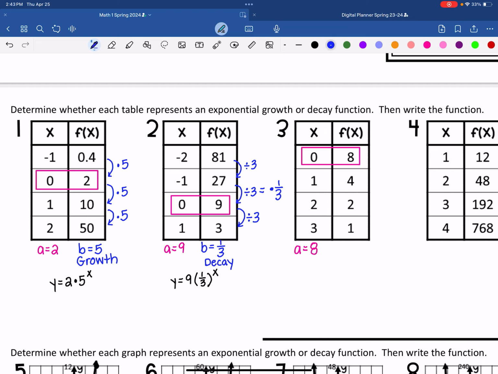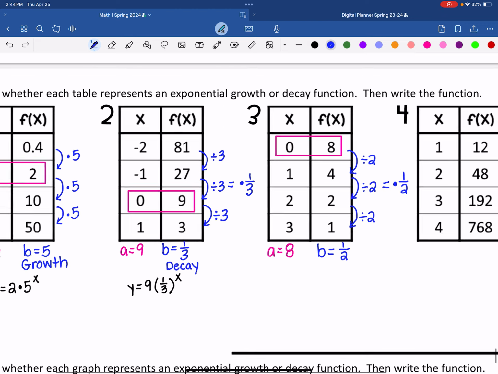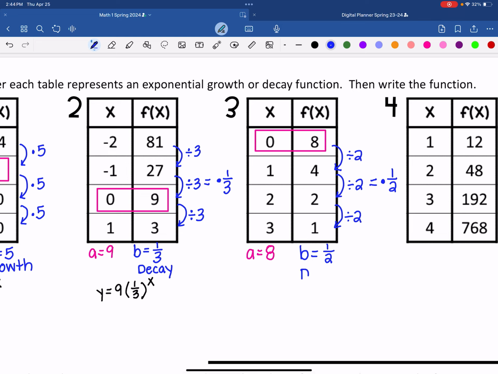So then I'm going to look at what change is happening for my Y values. So to get from 8 to 4, we're dividing by 2. And to get from 4 to 2, we're dividing by 2. And to get from 2 to 1, we're dividing by 2. But remember, we cannot divide by 2. We have to write B as a multiplier. So we have to say that dividing by 2 is the same thing as multiplying by 1/2. And since my base is less than 1 but greater than 0, this is going to be decay. So my equation is y equals 8 times 1/2 raised to x.